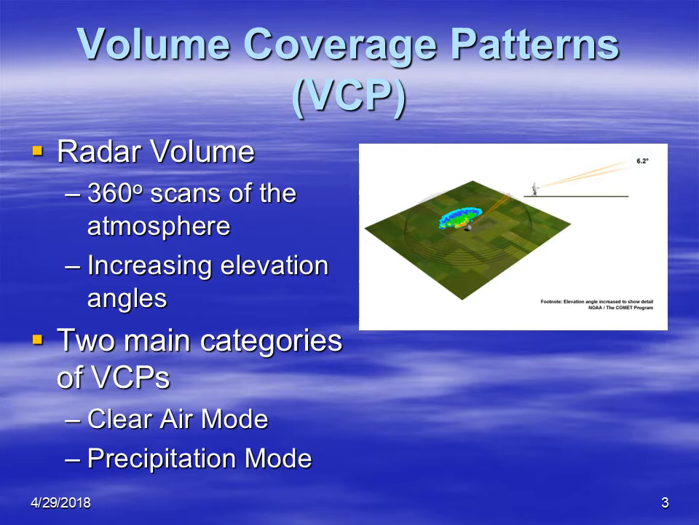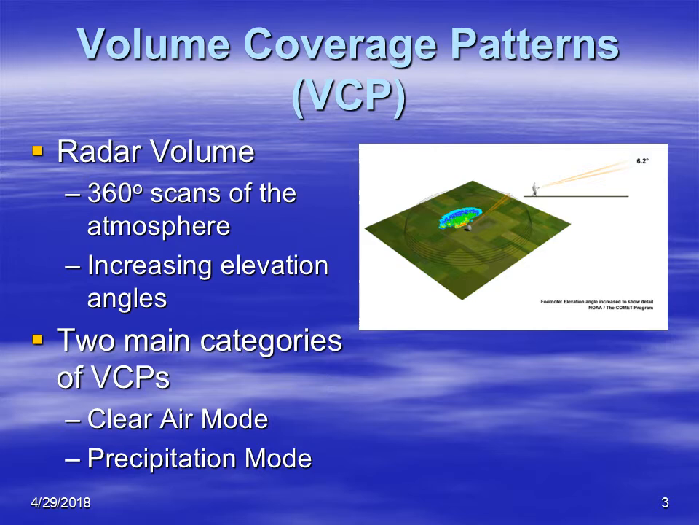And then after the radar goes through 360 degrees at that lowest elevation angle, it'll tilt up a number of degrees, and it will scan again 360 degrees at that next highest elevation angle. And it'll keep going up in angles, a certain number of angles each time after a 360 degree scan. There are a number of elevation angles that the radar will scan through, depending upon the scan strategy, and that is called a radar volume.